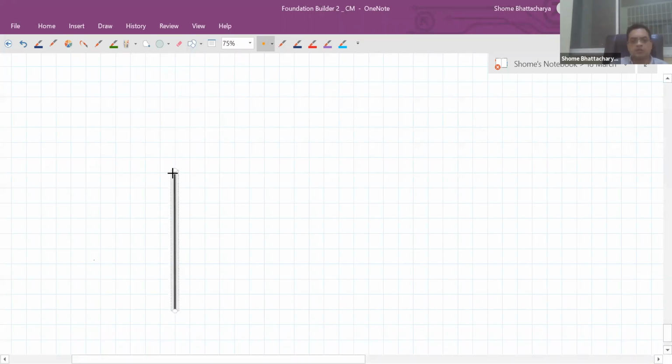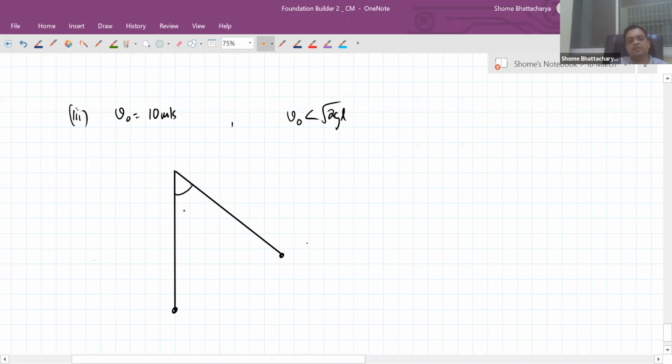So here the particle is not going to reach 90 degrees because we know that the speed is less than root 2 GL. When we are given the initial speed of 10 meters per second, we can see that V naught is less than root 2 GL. So it's going to reach some maximum theta like this and come to rest momentarily. So the speed here was V naught.